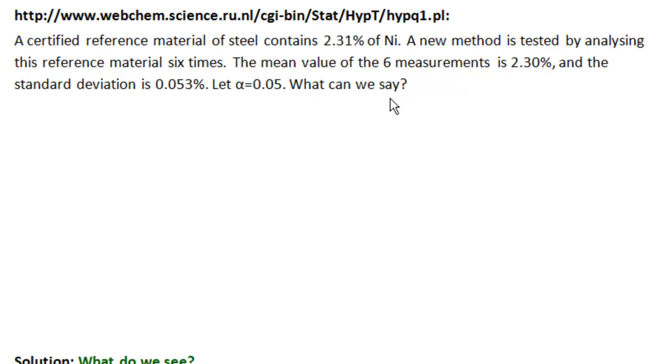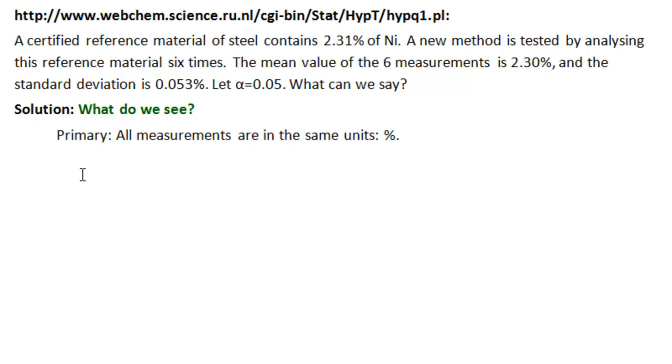What can we say? Solution. Let's write down what we see. The first thing we see, and the first thing we always check, is that all our measurements are in the same unit. They're in percentages. Percentage, percentage, and percentage. The next thing we see is that we have a population mean of mu equal to 2.31%. A certified reference material of steel contains 2.31%. The population is our steel, and it's 2.31% nickel.